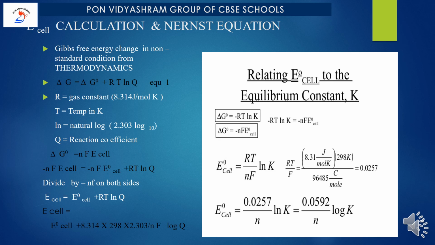Divided by the Faraday value, what is that? 96500. So, log Q. When you multiply all these values, we are going to get the value as I have shown on the right hand side. It will become E cell is equal to E naught cell minus 0.059 upon n log Q, base 10.